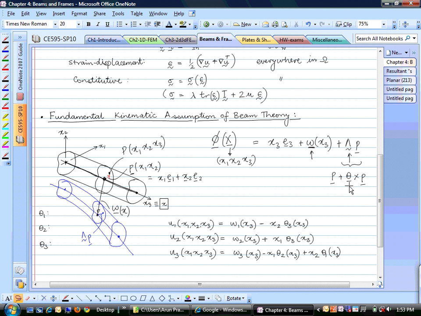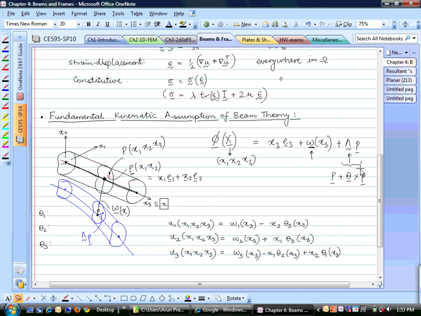And what is this theta? This theta is nothing but the small rotations of this rigid body. So if this is x3 coming out this way, then theta 3 is this twist angle. If x1 is going up here, then theta 1 is this bending. Theta 1 is bending in the x1 x3 plane. Similarly, if you have this as x2, then this is theta 2, and this would be our regular bending in the x2 x3 plane.